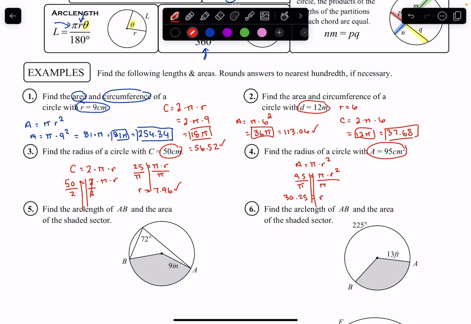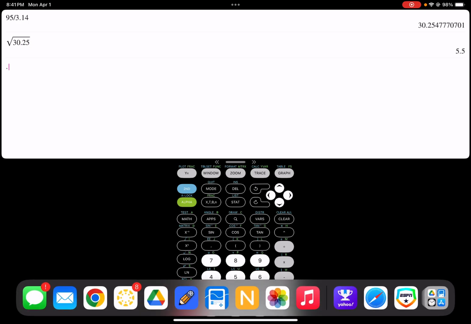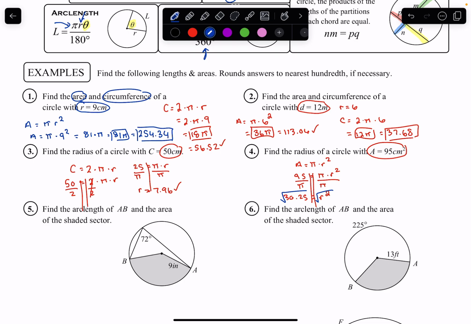30.25 equals radius squared. Don't forget that it's radius squared when we're doing area. The opposite of square is square root. So I'm going to square root 30.25. Talk about ugly numbers. Second square root 30.25. And I get 5.5. Okay, not such a bad number. 5.5 I can live with. Radius equals 5.5. Ta-da.